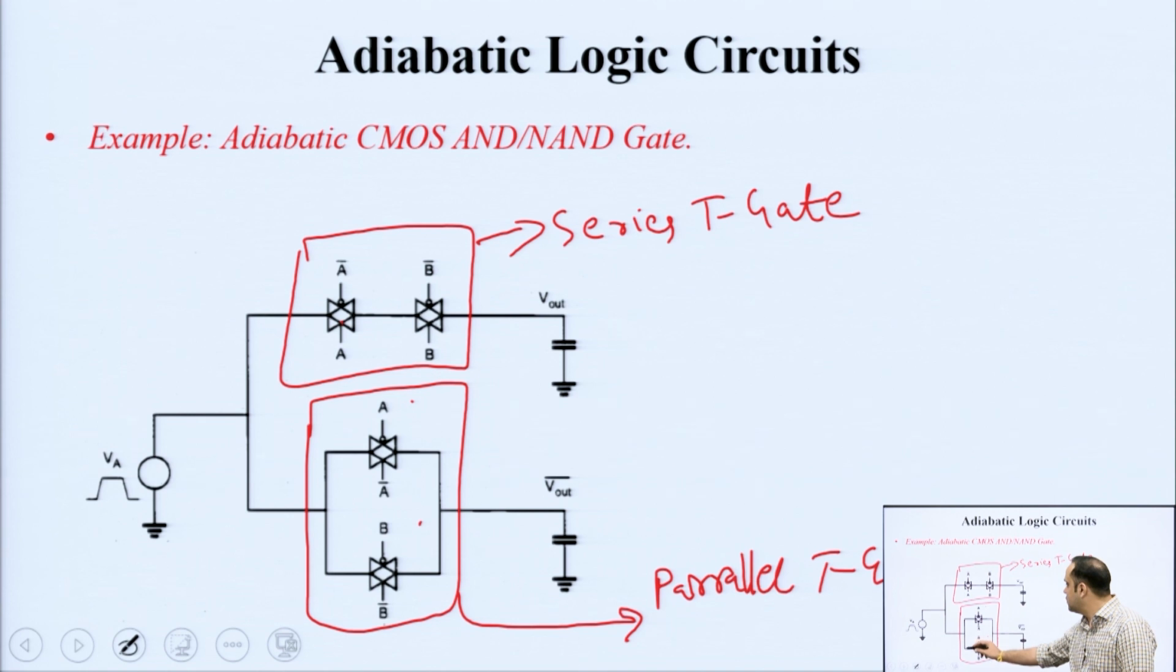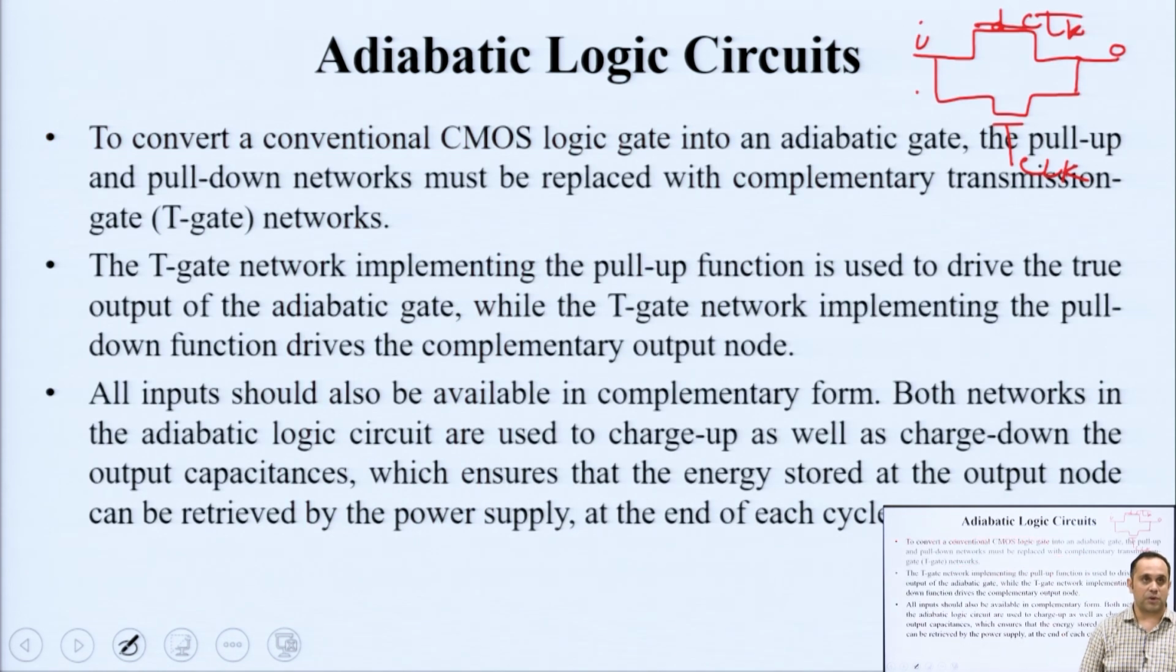This on the other hand here works as a complementary NAND function. So, if you put A equal to 0, B equal to 0, this turns on, this turns on. If A is 0 here, this is on, if B is 0, this is on. In that case, your V out bar gets connected to V A and you get a complementary NAND function. So, your pull up network, as you have seen in the previous slide, the transmission gate network which is performing the pull up function is used to drive the true output, while the transmission gate network which is implementing the pull down function drives a complementary output node.